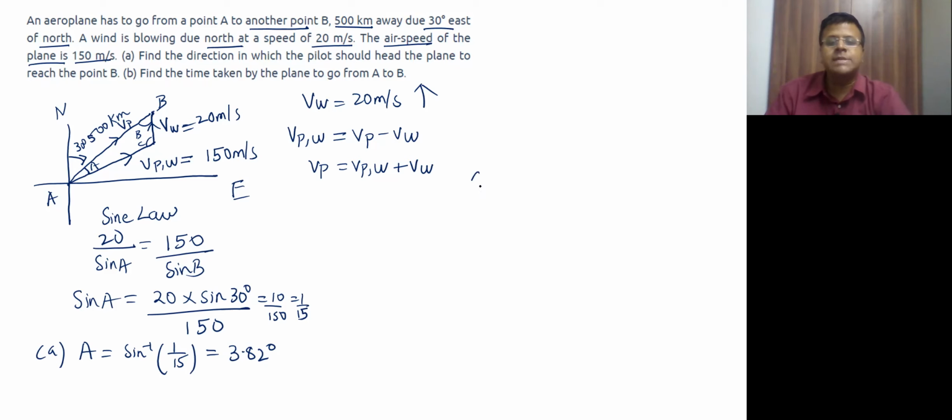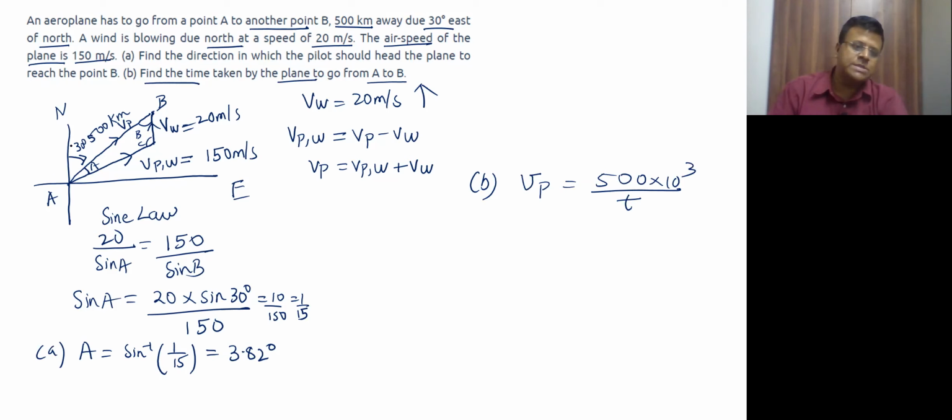Now the second part of the problem asks how much time it takes for the plane to go from A to B. There is no acceleration, so we can say the velocity of the plane equals distance, that is 500 kilometer, divided by time. Since I want the time, I need to find the velocity of the plane. Now see, this is in the form of a triangle.